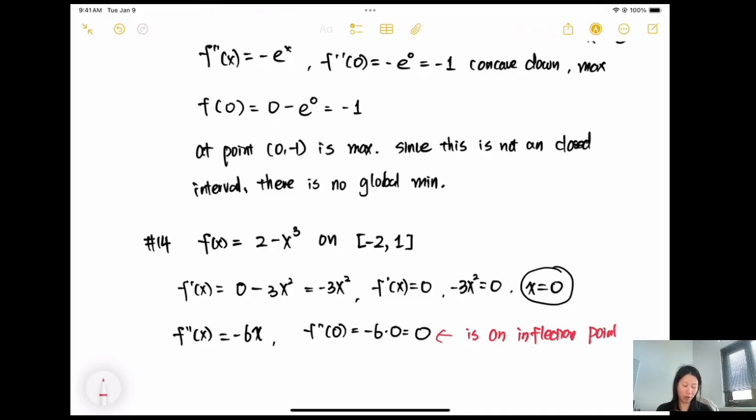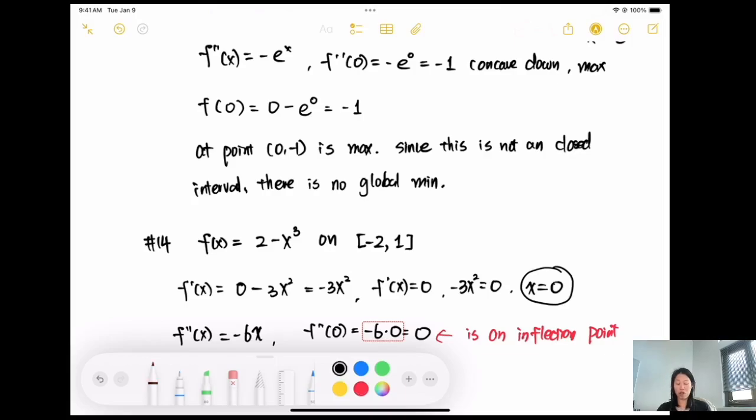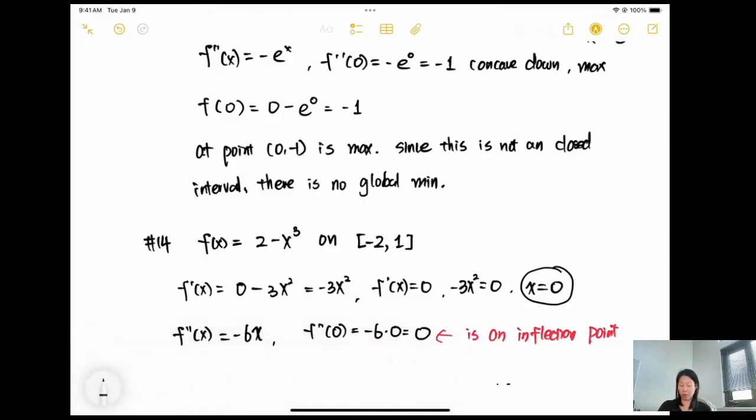What is an inflection point? Does anyone remember? The concavity is going to change at that point, maybe from concave down to concave up, or from concave up to concave down. So that means we don't know if this is a maximum or minimum. But since this is a defined interval, we can plug in the critical points to check if this is a global maximum or global minimum.